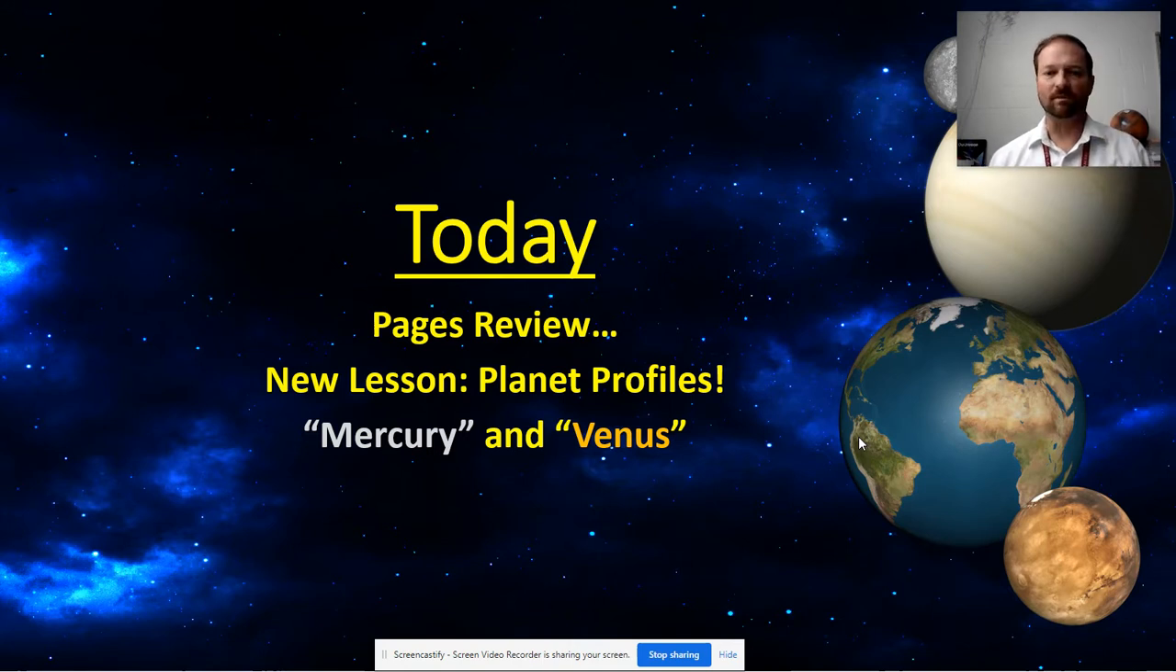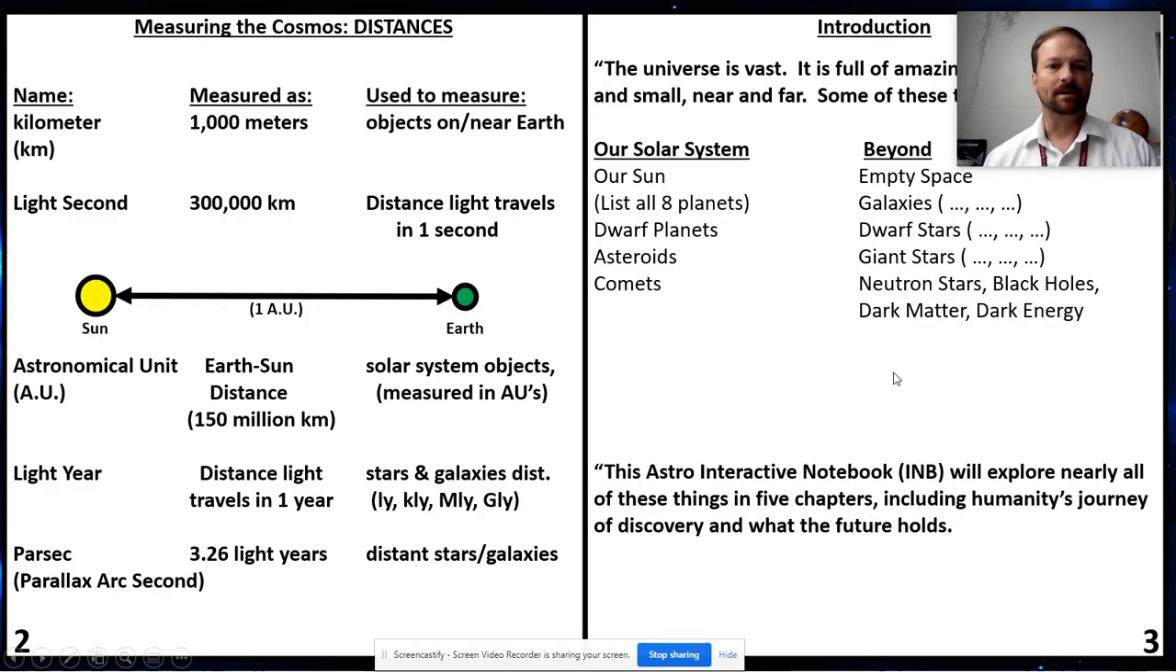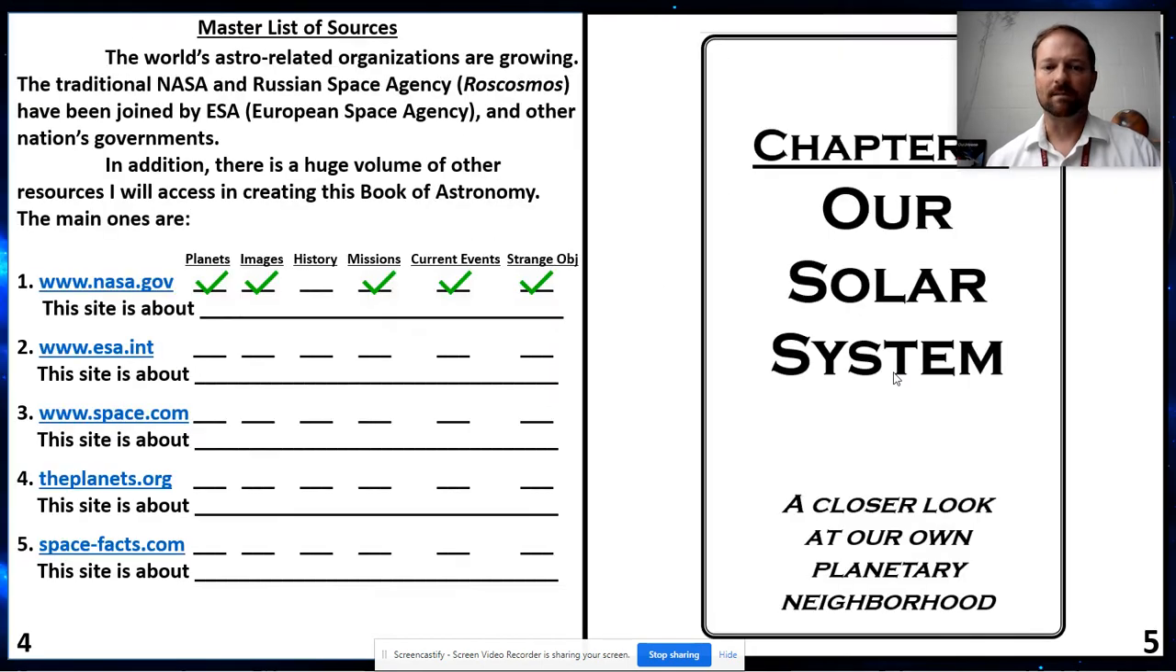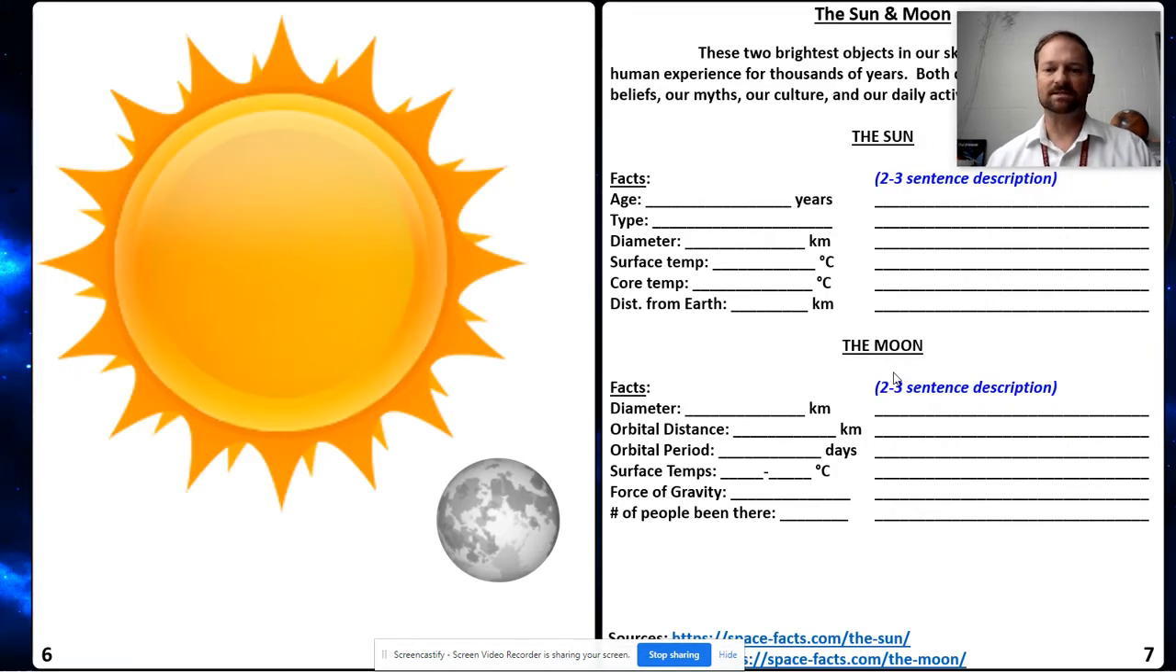Okay, quick review of the pages you've already built. Let's take a look at those one page at a time. So, page 2, your distances. Page 3, introductions, all the objects in the solar system, and then the objects beyond that you've already listed separately from each other. Page 4, your sources, which you will continue to rely on as we continue to build our book. Always come back to page 4 because it will never lead you astray. Page 5, your chapter divider page, which begins our first chapter, solar system. Page 6 and 7, we talked about this last time, the sun and the moon.